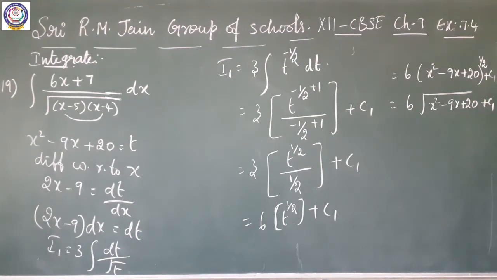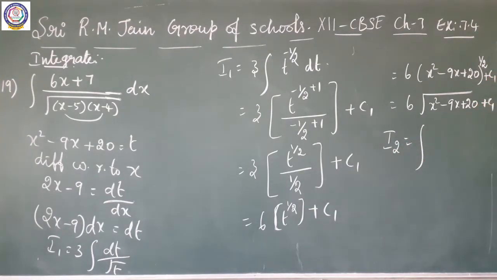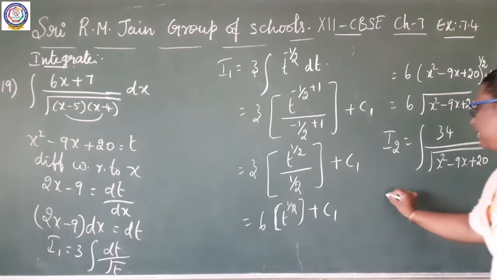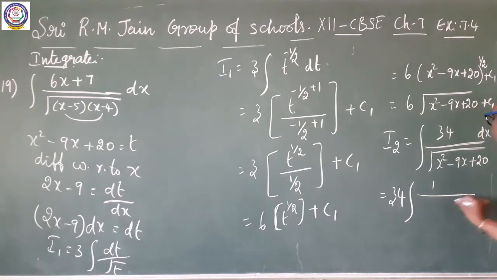Now you move on to I2. What is I2? I2 equal to integral 34 by root of x square minus 9x plus 20 into dx. 34 is a constant, so you can take it out: 34 integral 1 by root of x square minus 9x plus 20 into dx.